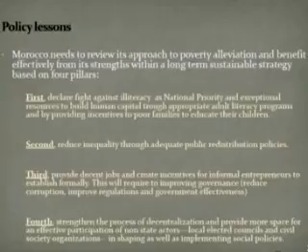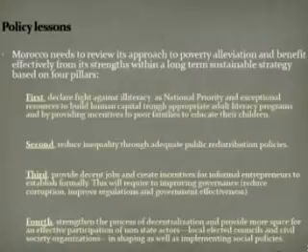First, it is imminent and very urgent to declare the fight against illiteracy a national priority and devote exceptional resources to build human capital. We cannot do much with 45% of the population illiterate. The second thing is to reduce inequality through adequate public redistribution policies.